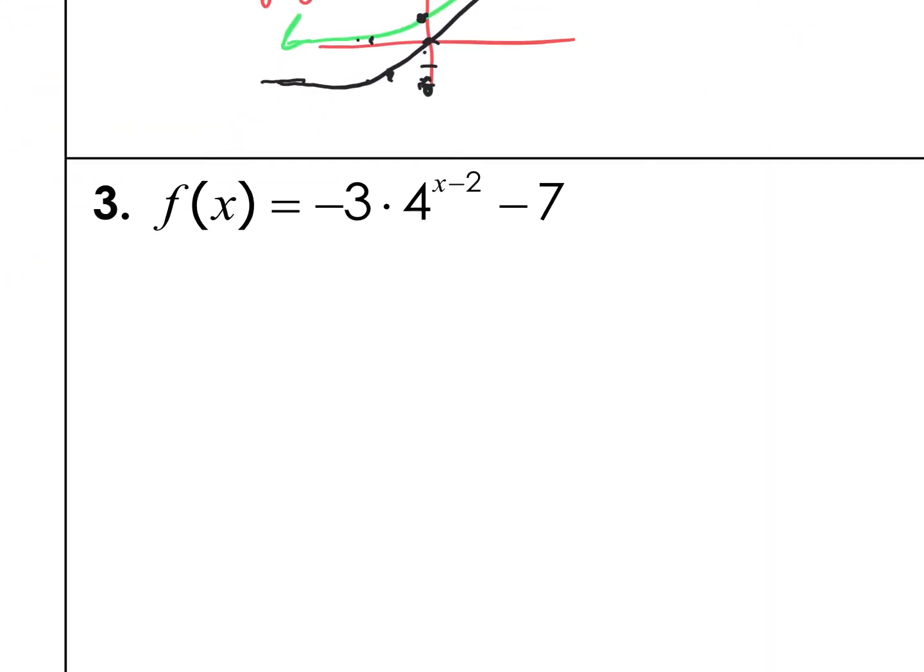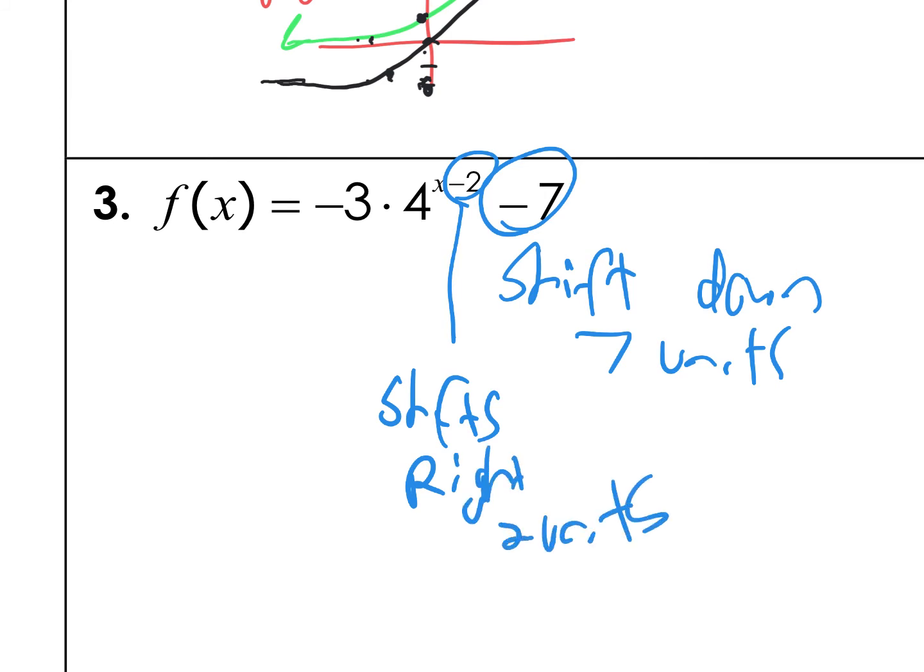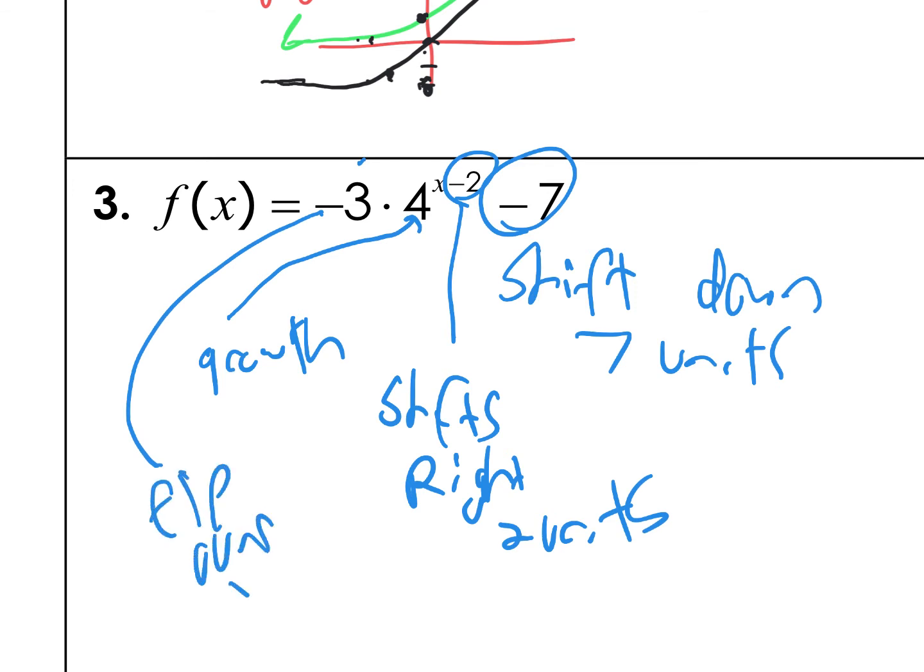All right. Okay, I see he's throwing a lot of stuff at us on this one. This causes it to shift down 7 units. This x is taking away 2, so it means it shifts right 2 units. This means it's going to be a growth. The negative means flip over the x-axis.